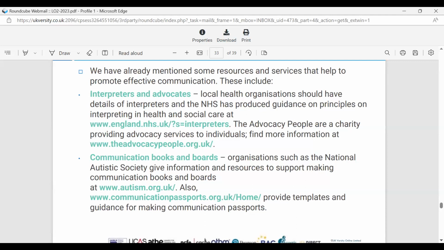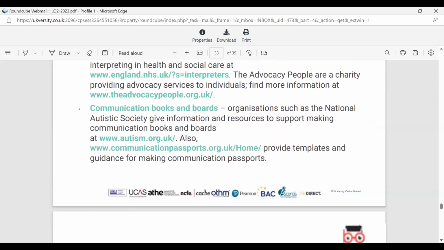www.theadvocacypeople.org. Communicating books and boards, so organisations such as the National Autistic Society give information resources to support making communication books and boards, and they have their own website called autism.org.